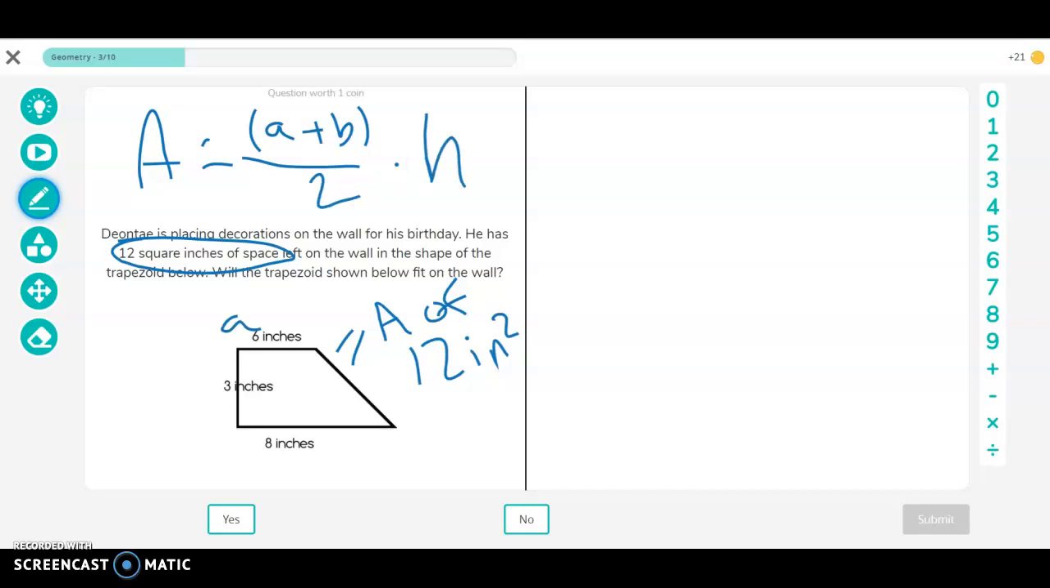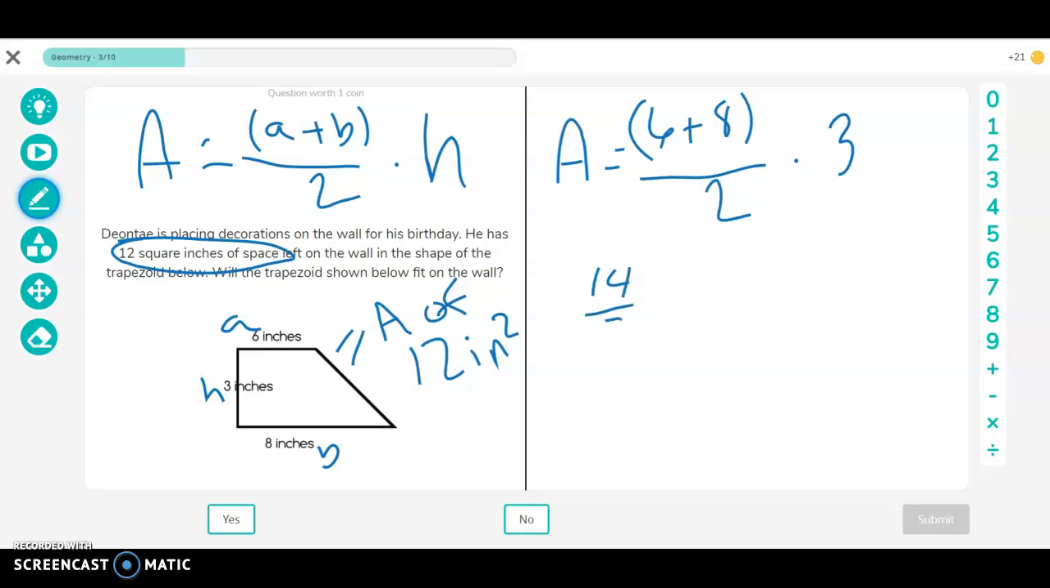So A, H, and B. Okay, so area equals (6 plus 8) divided by 2 times 3. So do the parentheses first, so we end up with 14 divided by 2 times 3. 14 divided by 2 is 7. So we have 7 times 3, and that equals 21.